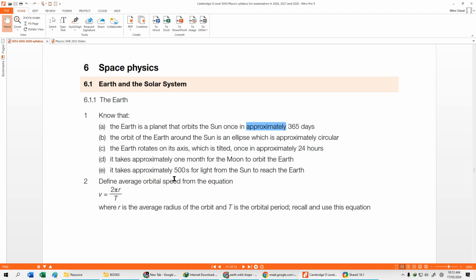You need to recall that the speed of light is extremely large. It is 3 times 10 to the 8 meters per second. So this information that light takes about 500 seconds from the Sun to reach the Earth can give you an approximate distance from the Sun to Earth. How much distance do you think this is going to be?